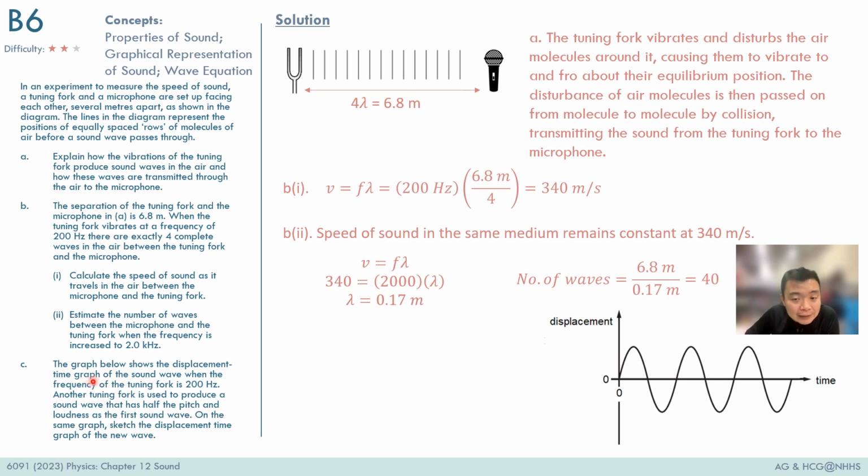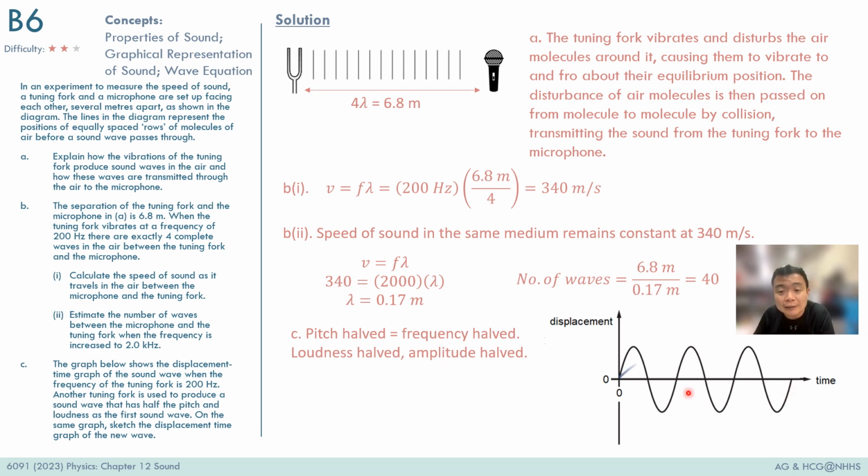Lastly, you are told that another tuning fork is used to produce a sound wave that is half the pitch and half the loudness as the first sound wave. So basically half the pitch means you half the frequency, which means that over here you can see originally there are 3 complete cycles, 1, 2, and 3 complete cycles. Now you half the frequency, means instead of 3 cycles and 3 waves inside, you only have 1.5 cycle, 1.5 wave.